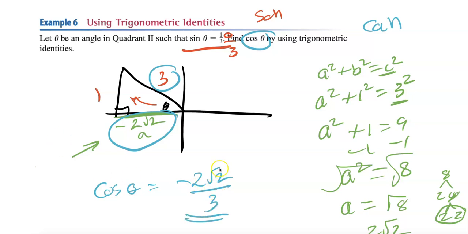Again, if you weren't sure about the sign, at the end you can always do all students take calculus. And we are in quadrant 2, so only sine's positive, and we're trying to find cosine, so it must be negative. And that's the lesson.